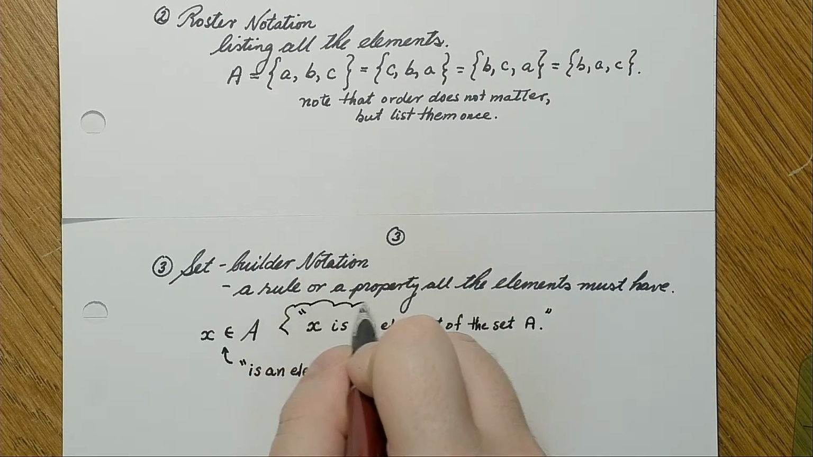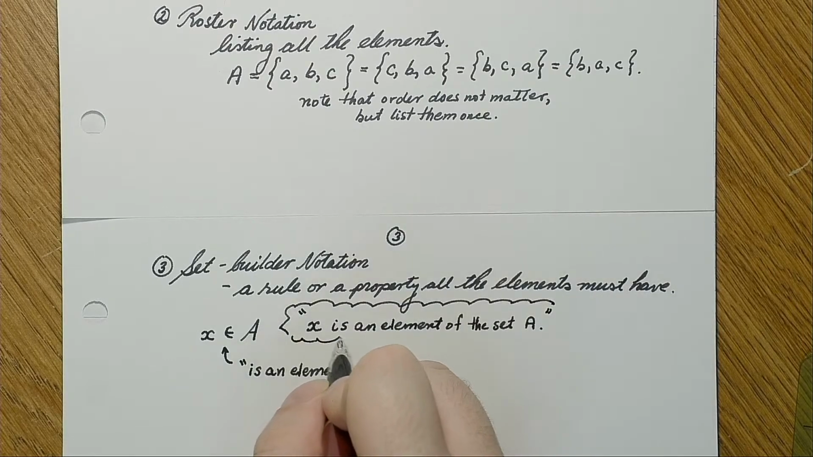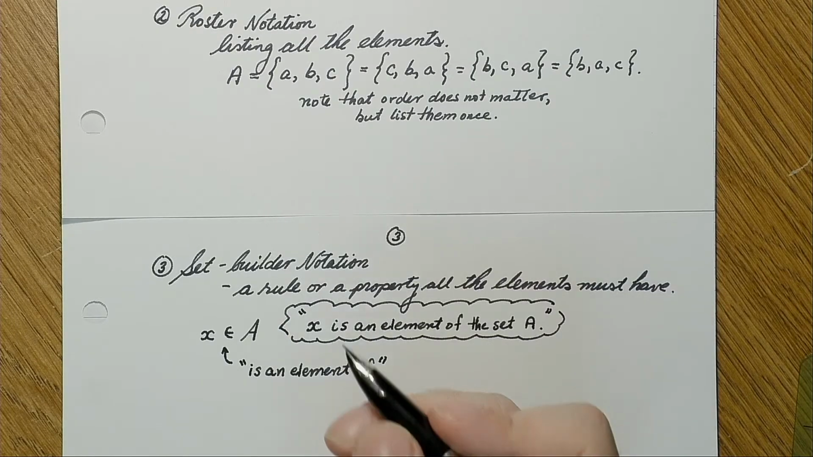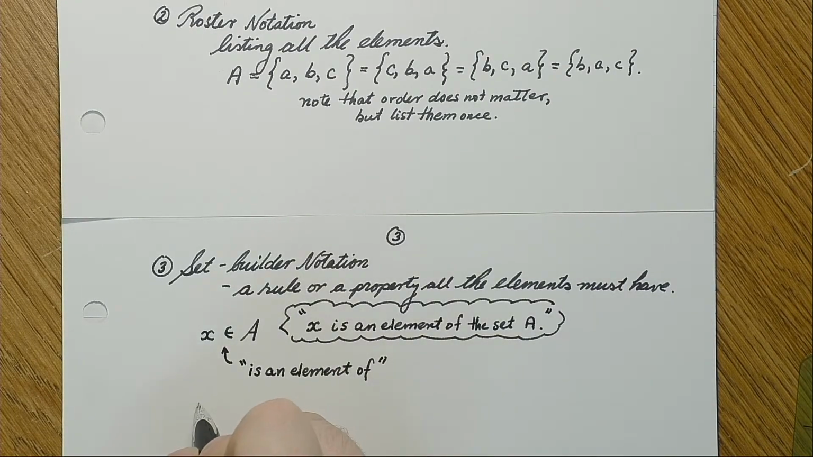So that's just how we read that. And similarly, if I put a line through it, like that, this is not an element of. Okay.